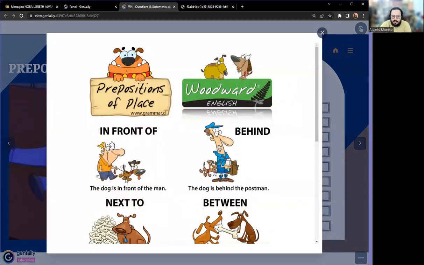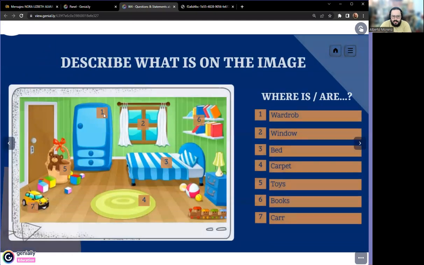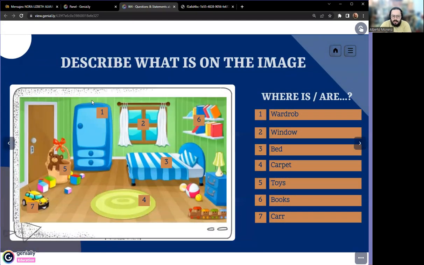Como aquí, de que ¿dónde está el perro? Pues el perro está enfrente. Y aquí tenemos pues varios objetos. Tenemos la ventana, el guardarropa, el osito, la cama, los libros y la alfombra, el carrito. Entonces, yo les pregunto, ¿dónde se encuentra el guardarropas? Ustedes me tienen que decir dónde está utilizando las preposiciones del lugar. Al menos una oración, está enfrente de la cama o al lado de la ventana.